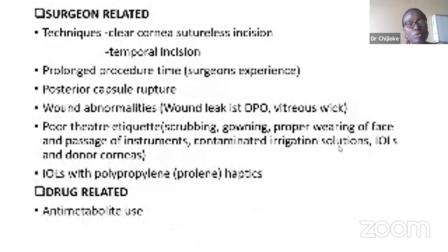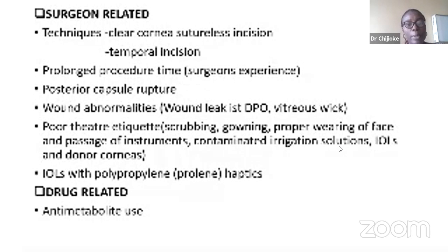For surgeon-related risks, techniques such as clear corneal sutureless incision, temporal incision, prolonged procedure time, posterior capsule rupture with vitreous incarceration, wound abnormalities, wound leak first day post-op, poor theater etiquette in terms of gowning, scrubbing, wearing of face masks, passage of instruments, contamination of irrigation solutions, intraocular lenses, and even donor corneas.